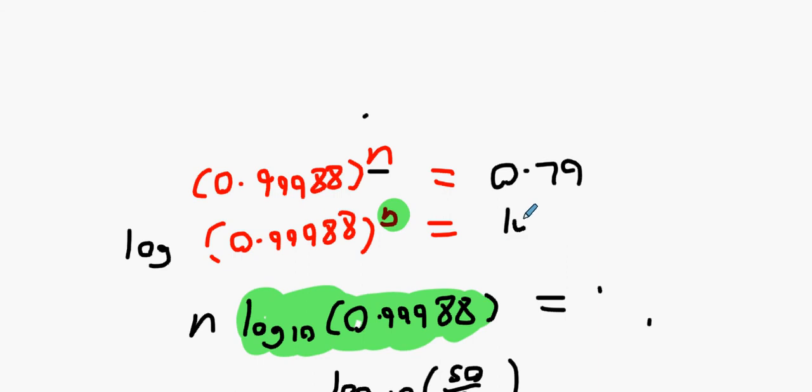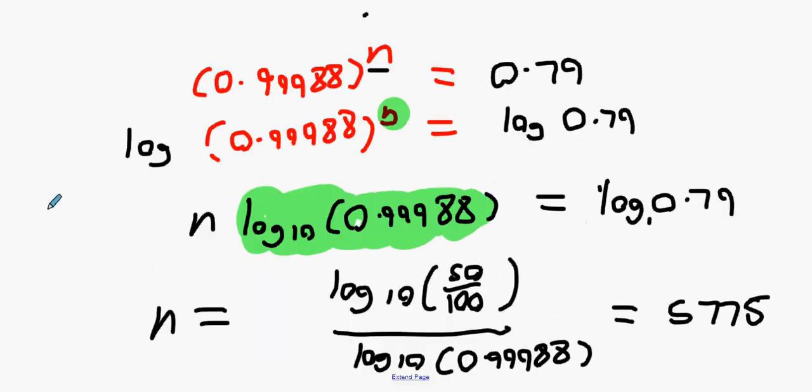Now what happens when I log both sides? Anybody? Comes to the n. N travels to the front. And I still have log 0.79 over the other side, don't I? Now what's n on its own then? N on its own will be log 0.79 divided by log 10.9988. What do you get as your answer when you put that in?